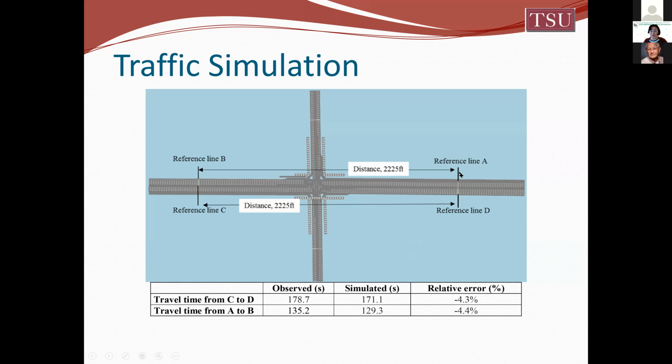We had people drive a probe vehicle through this location several times to get an average travel time for passing the intersection. We also simulated the travel time, so we compare the actual travel time from C to D and from A to B with the simulated travel time we got from our simulation model. The results quite match. The error is less than 5%. I think the model is good; it's calibrated.